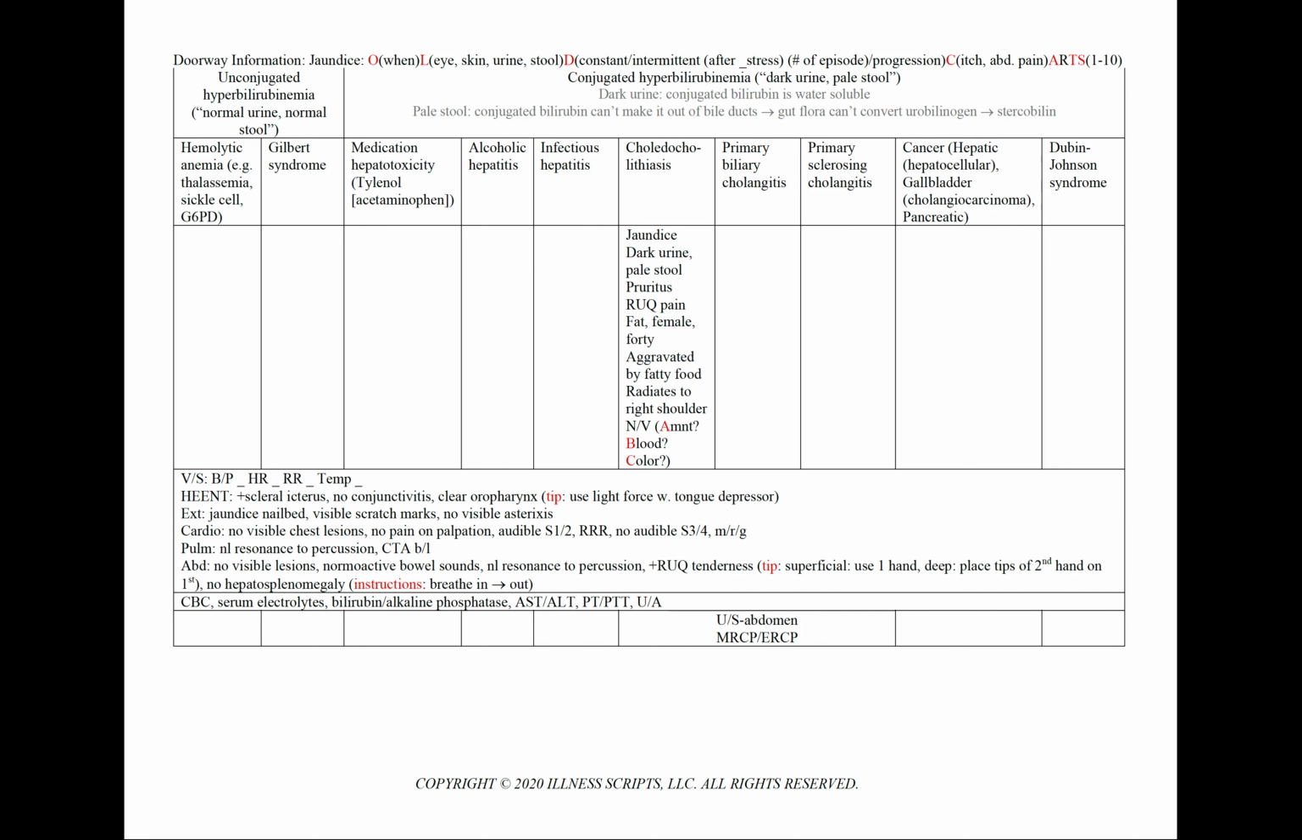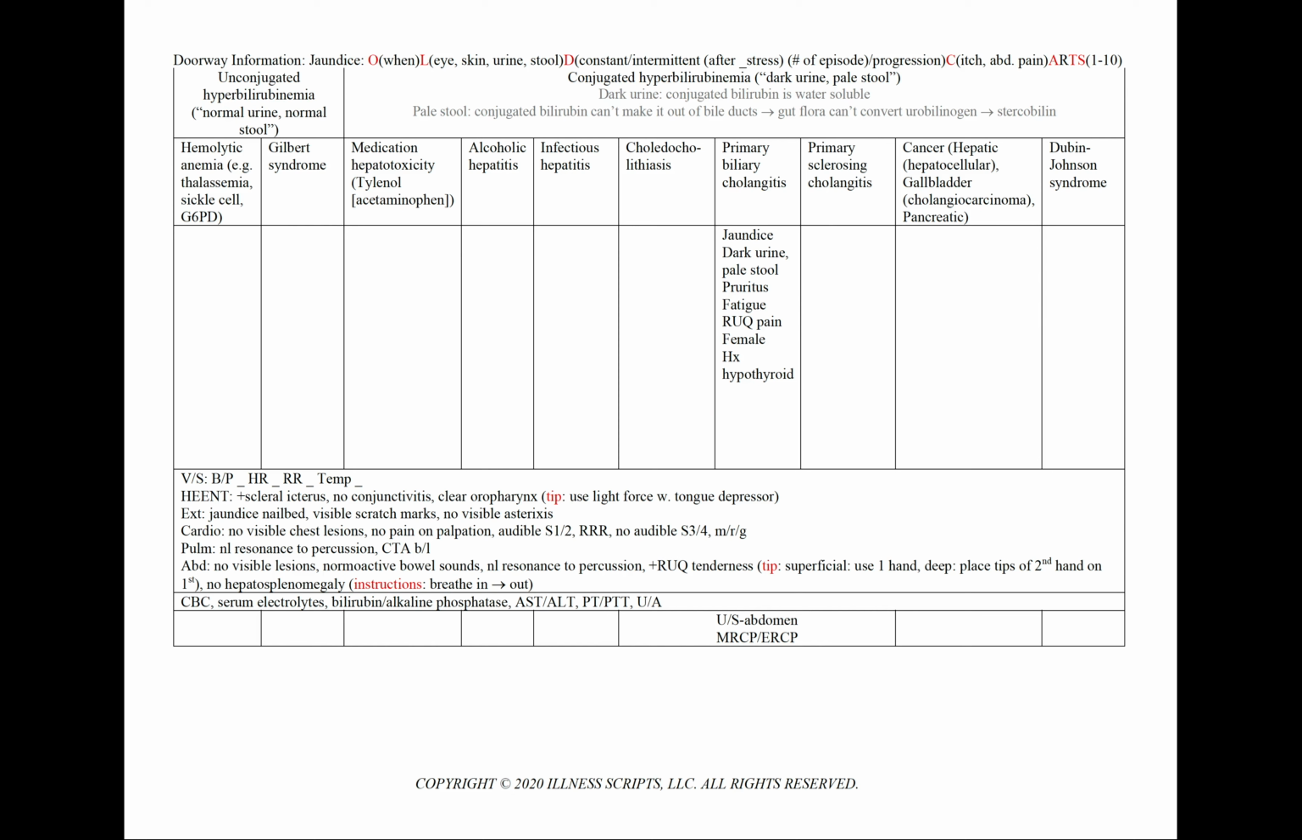In choledocholithiasis, we'll see jaundice with a dark urine and pale stool, pruritus, right upper quadrant pain. Classically, our patient can be fat, female, and 40, with pain aggravated after fatty food and radiating to the right shoulder. If we have a case of nausea and vomiting, we know by now to include the A, B, and C in our patient note for amount, blood, and color. And we'll add to our workup an ultrasound of the abdomen and or an MRCP and ERCP.